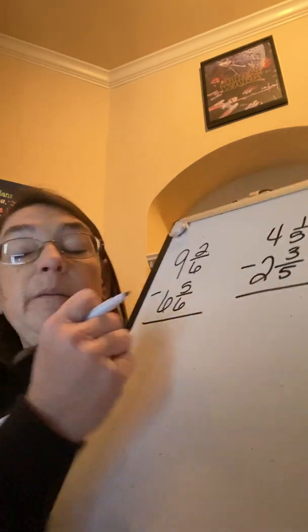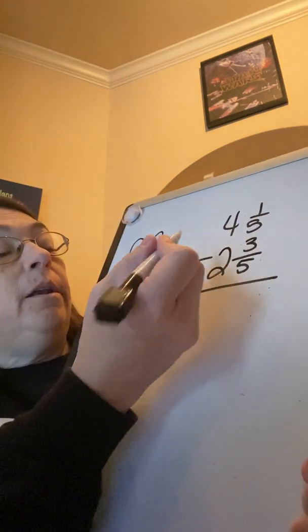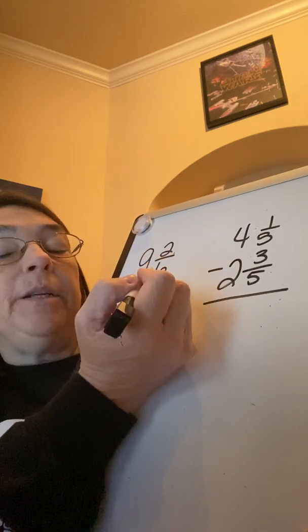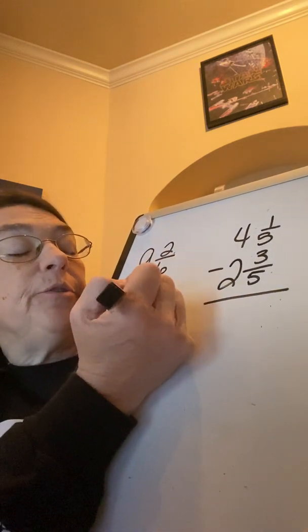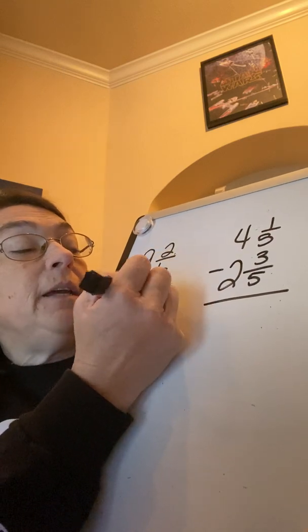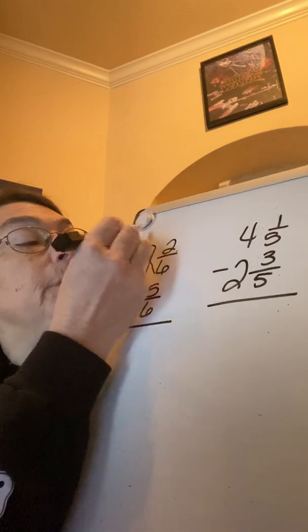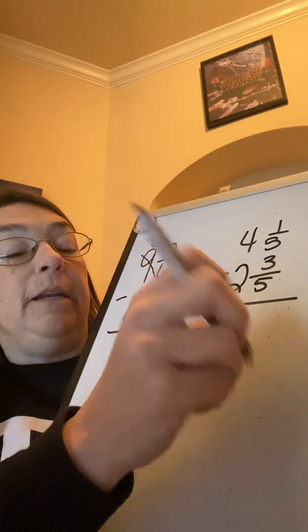Number 5 and number 6. Number 5. My 2 and my 5 are my numerators, I'm sorry. You can't take 5 away from 2. So I have to regroup. So I take a whole from the 8.